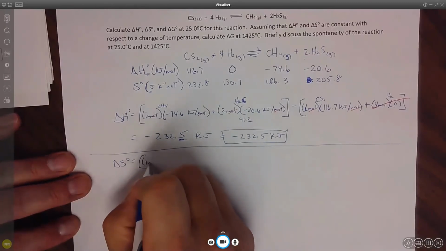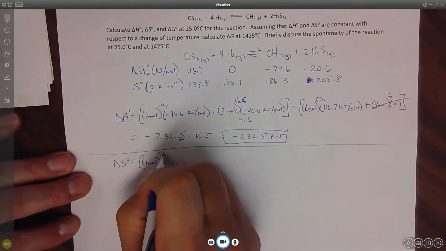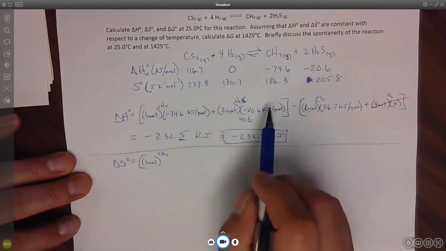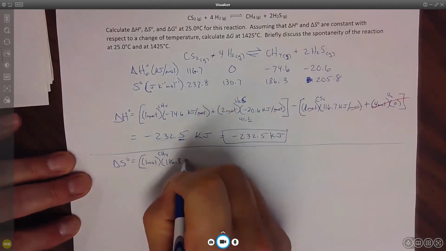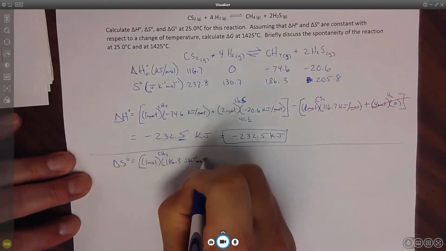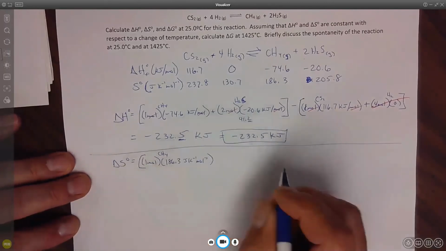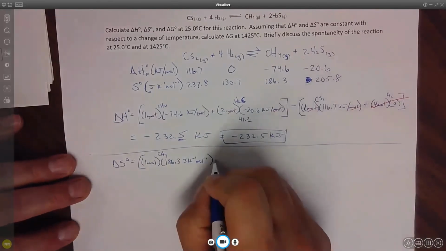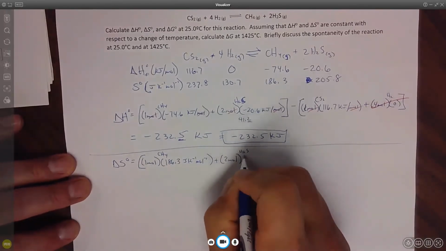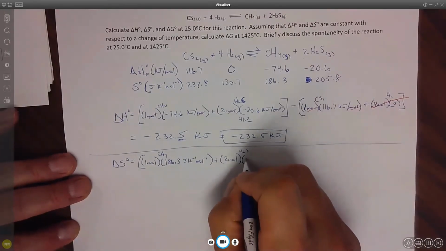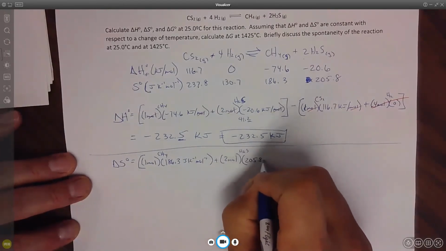Now we're going to use the summation law again, but this time for the change in entropy. So again, it would be the 1 mole of methane at 186.3 joules per Kelvin per mole. Then the 2 moles of the hydrogen sulfide at 205.8 joules per Kelvin per mole.